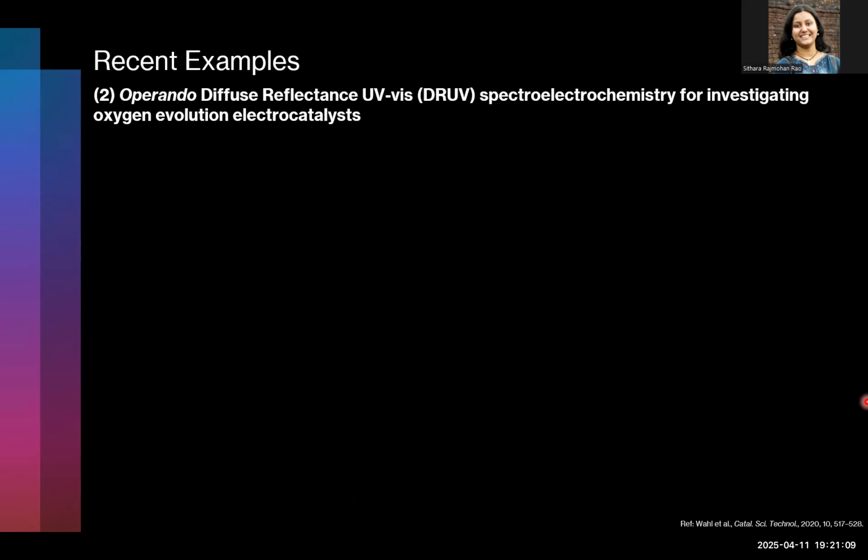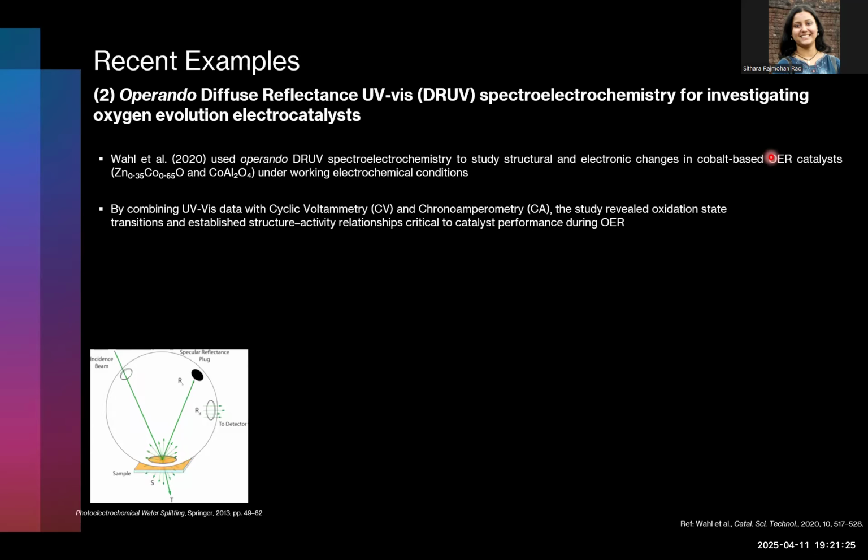The second example looks at operando diffuse reflectance UV-Vis spectroelectrochemistry for investigating oxygen evolution electrocatalysts. It's a mouthful, but let's go through each term individually. Operando means studying of catalysts under working conditions. Diffuse reflectance UV is a different type of UV-Vis. We generally talk about absorption or transmission UV-Vis spectroscopy, but diffuse reflectance is the third type, where the spectrometer measures the diffusely reflected light rather than the transmitted light.